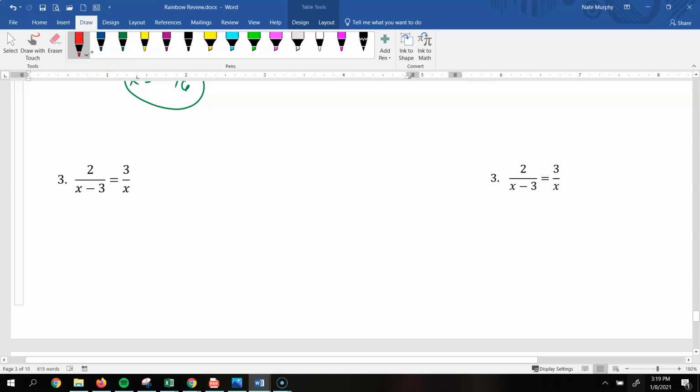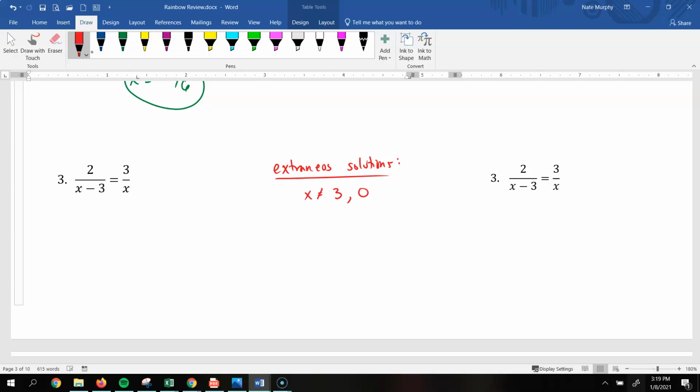All right, let's look at this one. We have two factors here, and nothing can be factored down, so we're going to have two extraneous solutions. We would have x can't equal 3, and x can't equal 0, because if we had 3 or 0 in our denominator, that would result in having a 0 in our denominator. We can't have that.